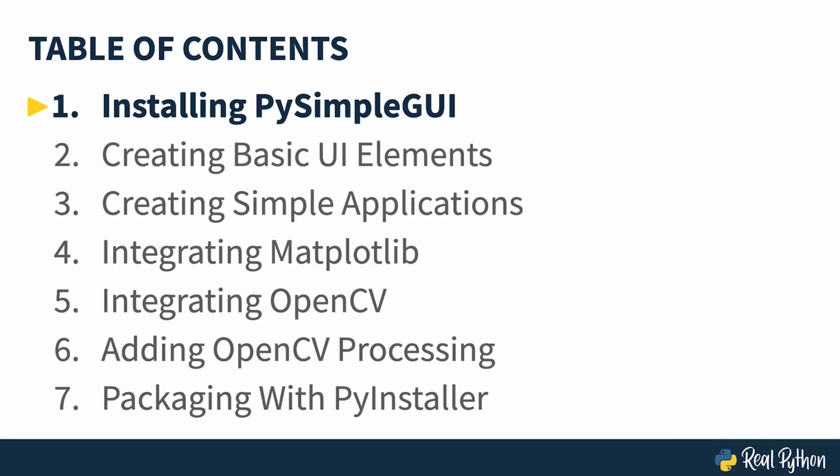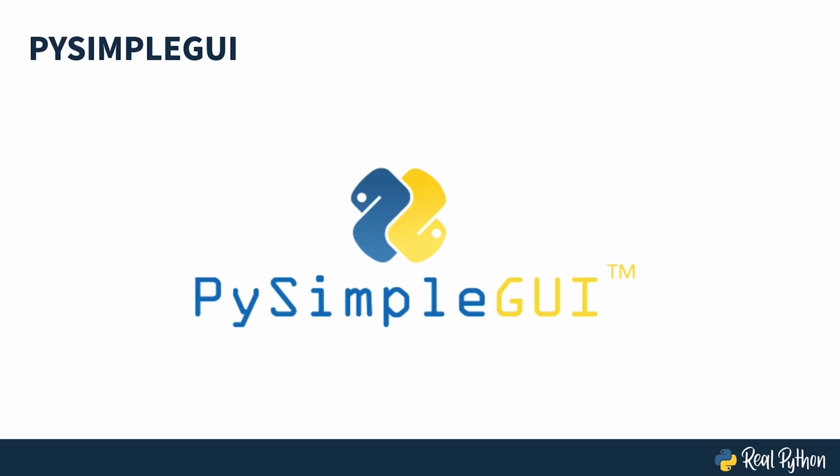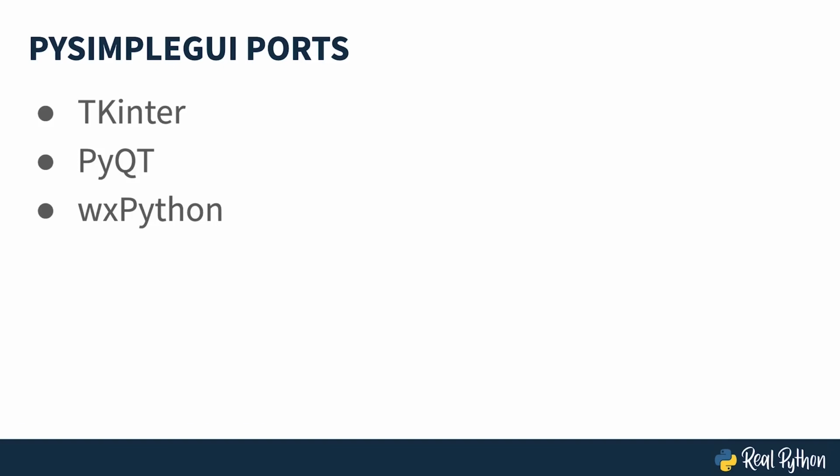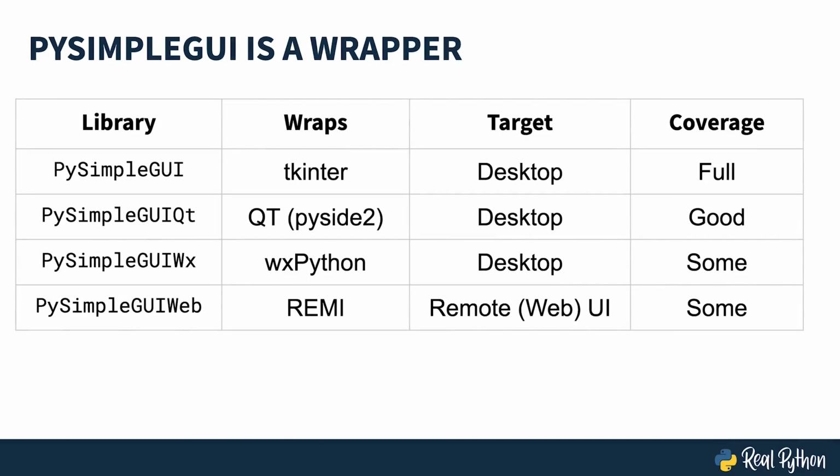Getting started with PySimpleGUI. PySimpleGUI was launched in 2018, so it's a relatively new package compared to the likes of WXPython or PyQt. PySimpleGUI has four ports: tkinter, PyQt, WXPython, and Remi. PySimpleGUI wraps portions of each of these other packages and makes them easier to use. However, each of the ports has to be installed separately.